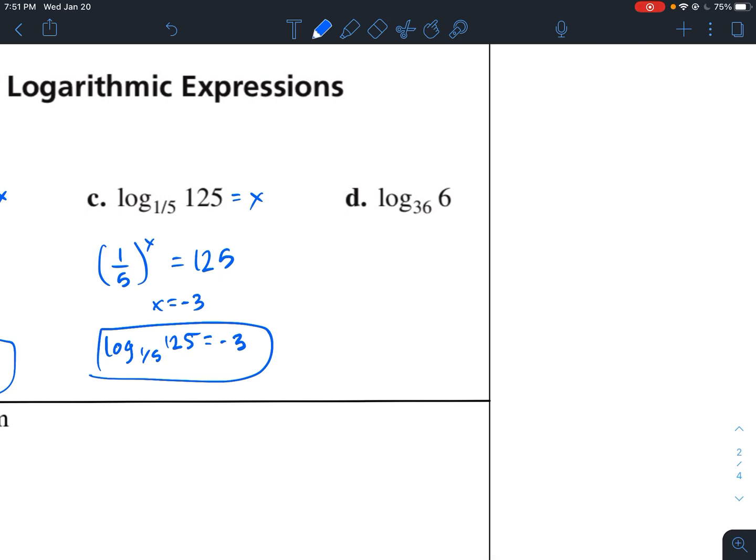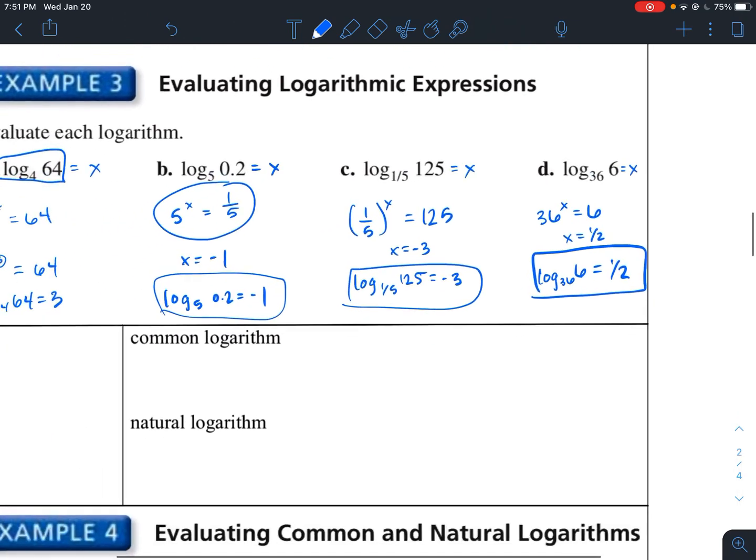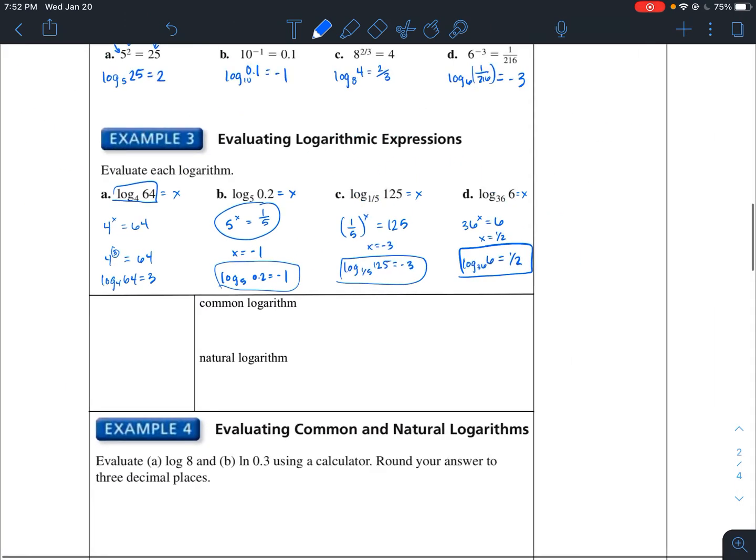And here, again, I'm looking for the value of this expression. So 36 to the x power would be equal to 6. In order to get that, I would have to take the square root. So x would have to be the half power, which is the square root of 36, which is equal to 6. And so that means log base 36 of 6 is equal to 1/2. Okay, so hopefully those aren't too bad.